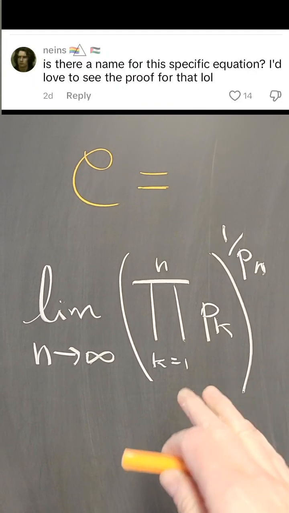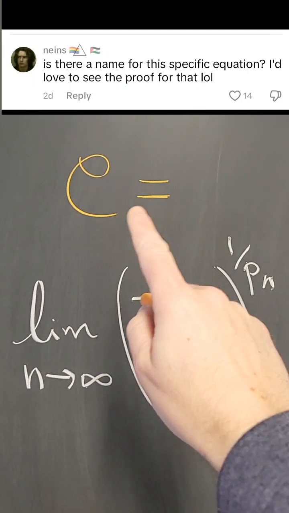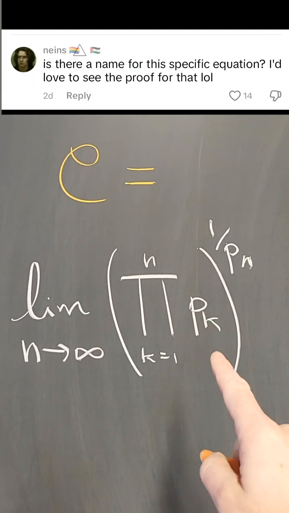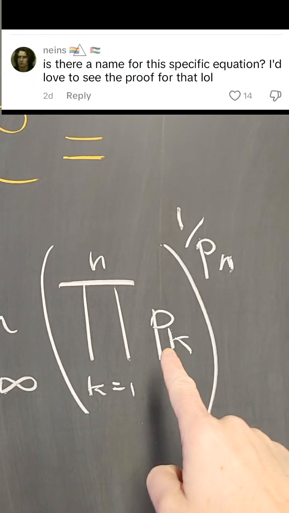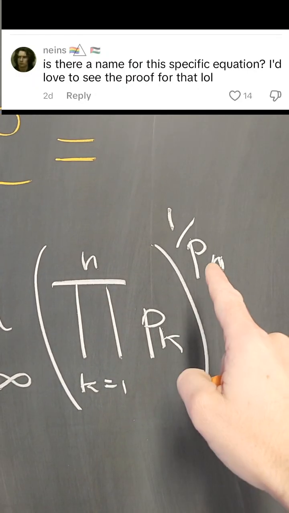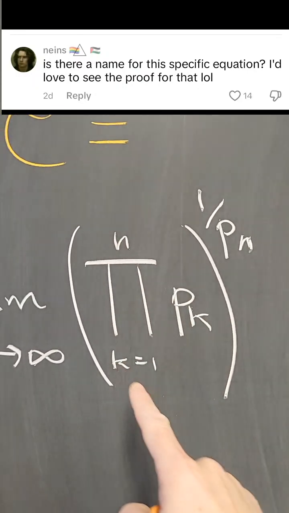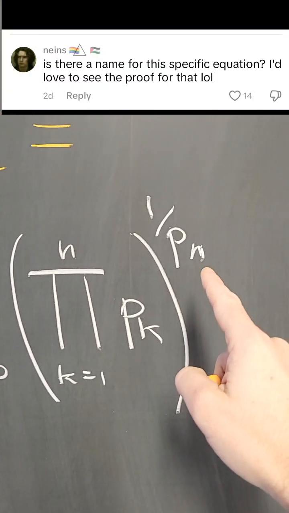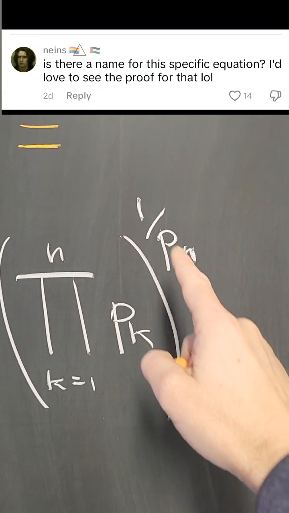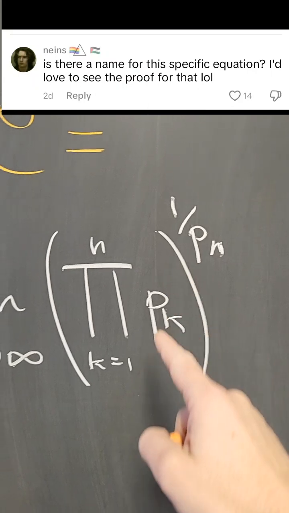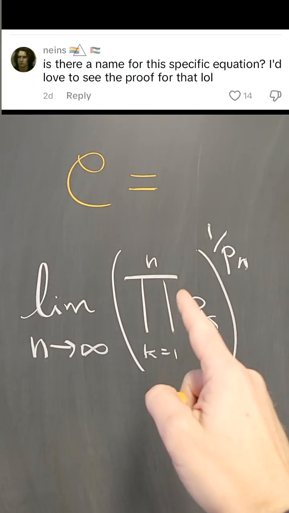Sure, let's give a proof of the following expression for e as a limit of a product involving primes. Here, p_k is the kth prime, p_n is the nth prime. This is the product of the first n primes, and then if you take the p_nth root of that number and let n go to infinity, you get e.